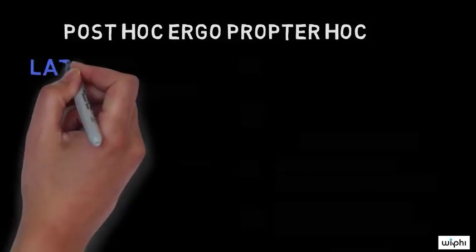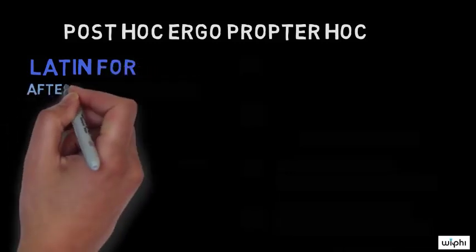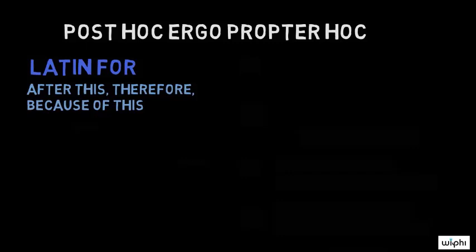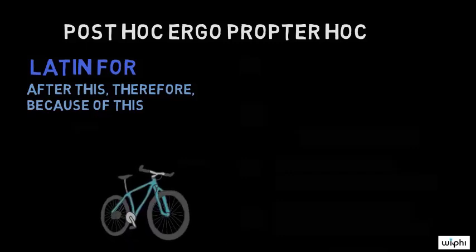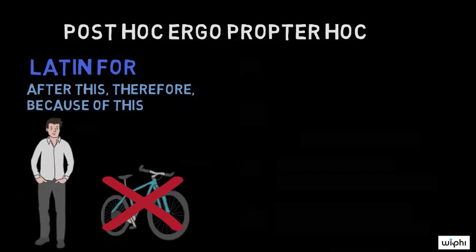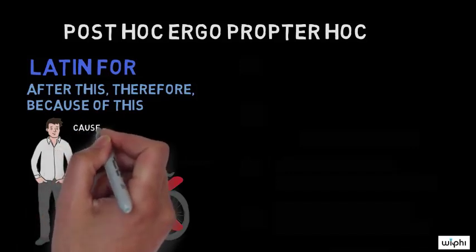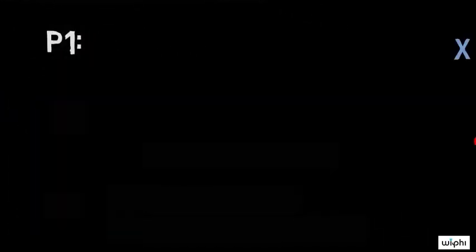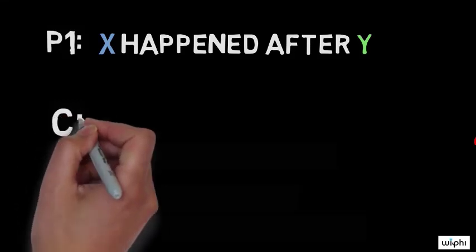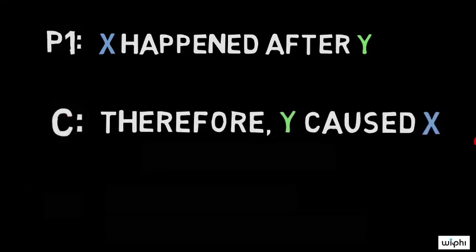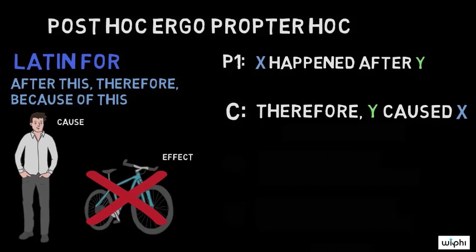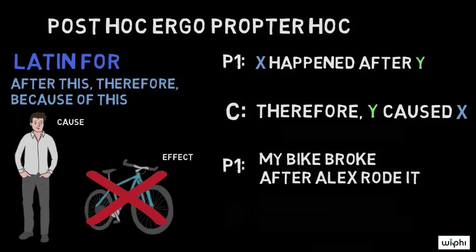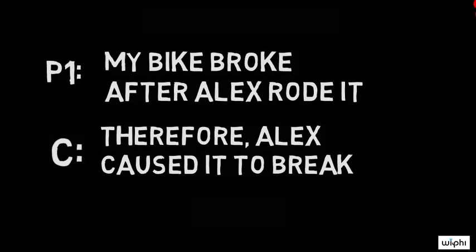Post hoc ergo propter hoc is a Latin phrase roughly meaning after this, therefore, because of this. Here is the idea. It's a fallacy to argue that because one event, like my bike breaking, occurred after another event, like Alex riding it, the first event caused the second event. Let's represent this formally. Premise 1. X happened after Y. Conclusion. Therefore, Y caused X. Returning to our example, my argument now looks like this. Premise 1. My bike broke after Alex rode it. Conclusion. Therefore, Alex caused it to break.